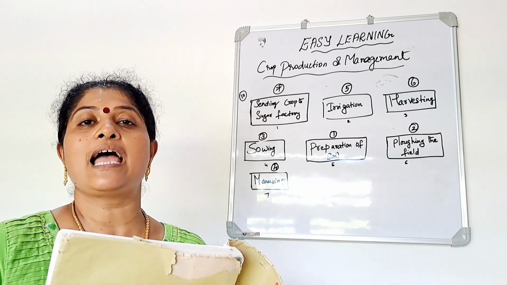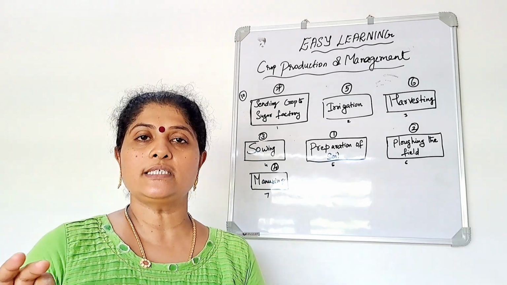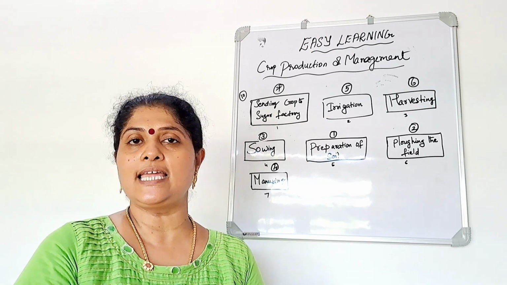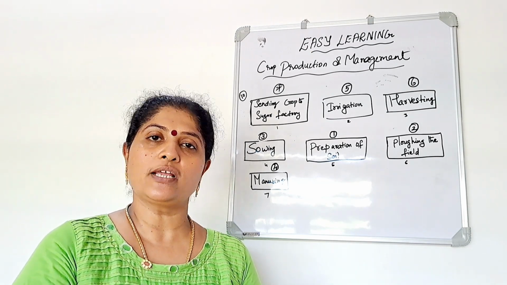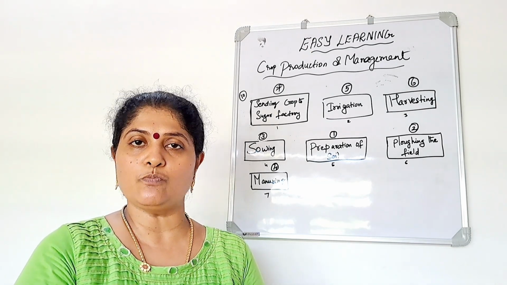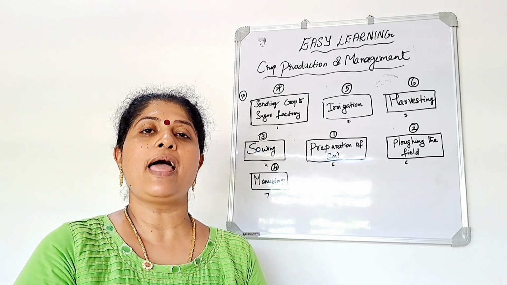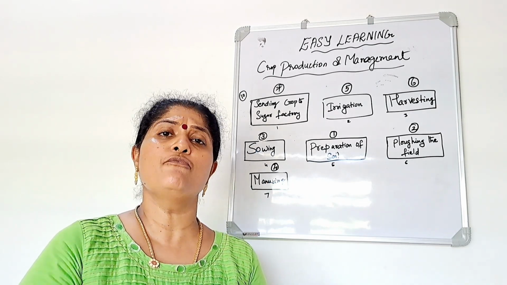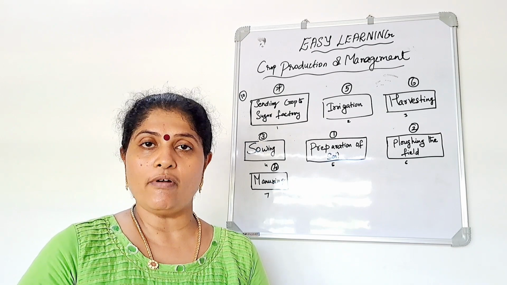So the whole chapter is over. The questions of this first lesson in 8th standard science, crop production and management, given in the NCERT textbook: fill in the blanks, match the following, crossword puzzle, everything I have discussed. I hope you have understood.